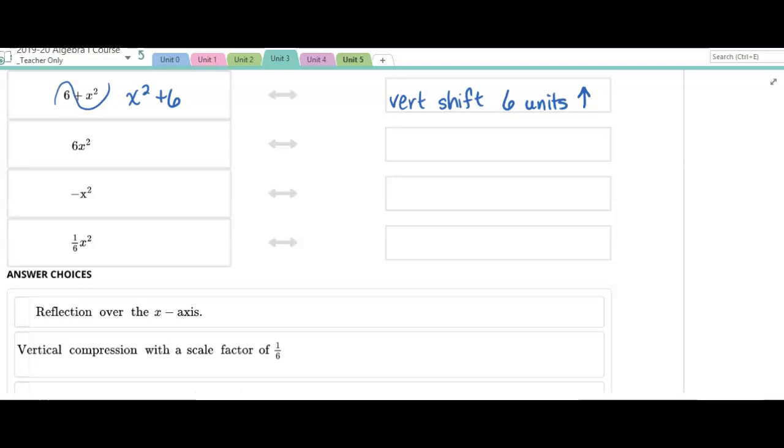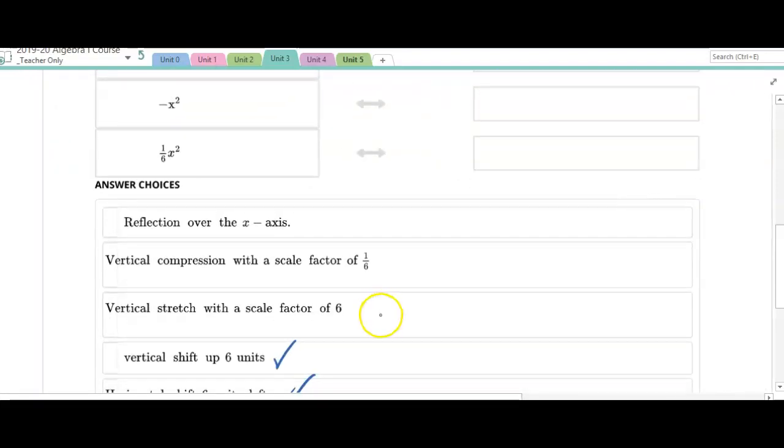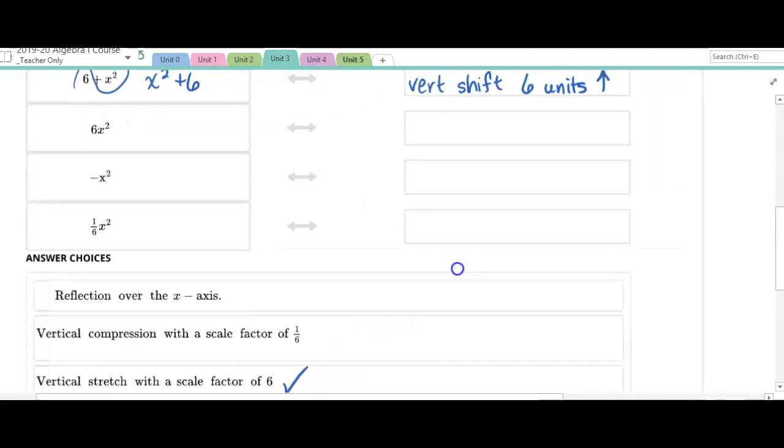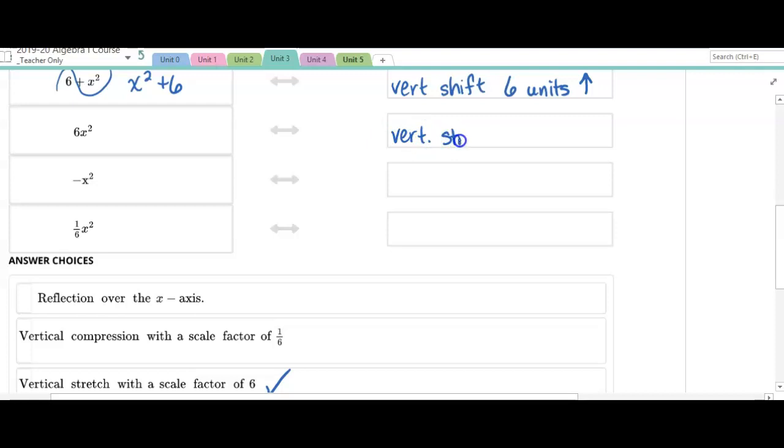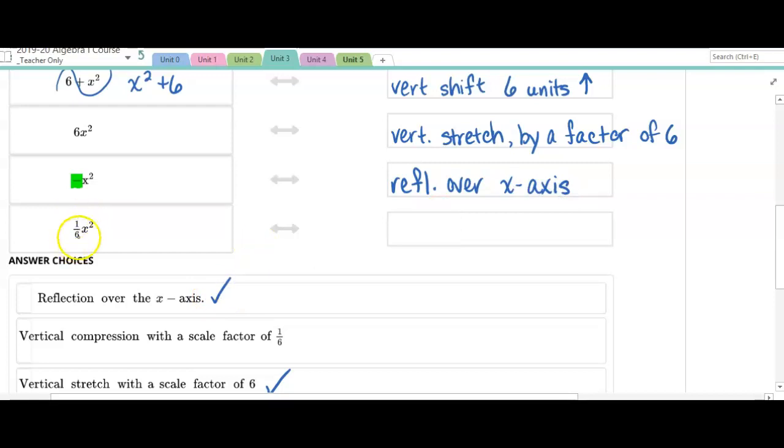When we multiply x squared by a number, that's going to be a vertical stretch or a vertical compression. It's going to be a stretch if that coefficient is greater than 1. When we put a negative symbol in front of x, that's going to cause a reflection over the x-axis. And finally, when the absolute value of the coefficient is between 0 and 1, that causes the vertical compression.